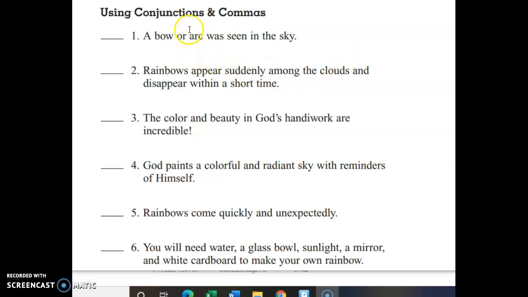Okay. Hopefully you all told her that the conjunction was or. Now, is or joining two subjects, two verbs, two sentences, or something else in the sentence? Hopefully you told her that it was two subjects, bow or arc. That is a compound subject.